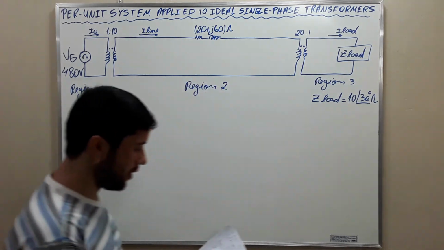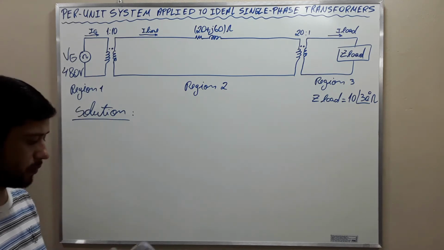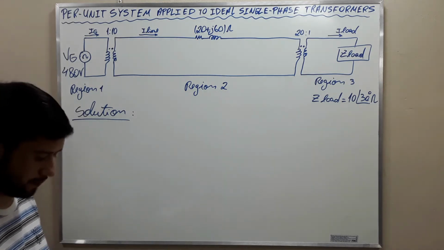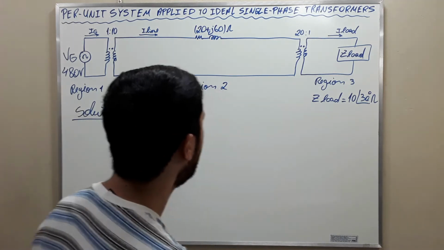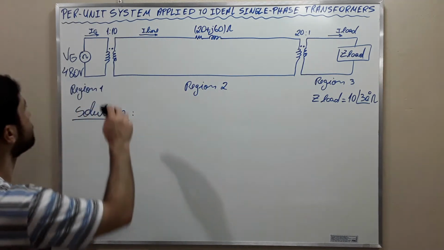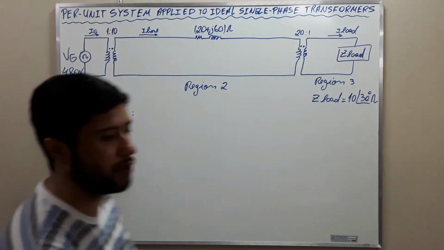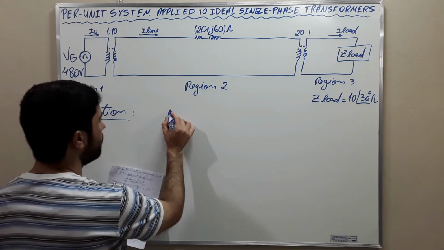Now for letter B, what does letter B want? Letter B wants us to convert the system to its per unit equivalent circuit. Then we erase here. No, I'm not going to erase. I'm going to redraw it below here. It's going to be like this.